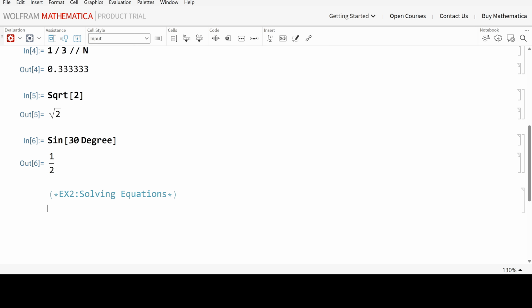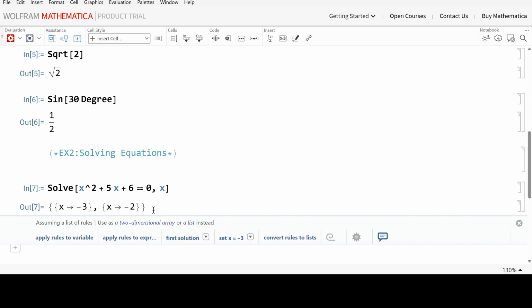Let's now move from numbers to algebra. Suppose we want to solve the quadratic equation, x squared plus 5x plus 6 equals 0. In Mathematica, we use the Solve command. We type Solve, then the equation, and finally the variable we want to solve for. When we press Shift and Enter, Mathematica gives us x equals -2 and x equals -3, exact symbolic results.